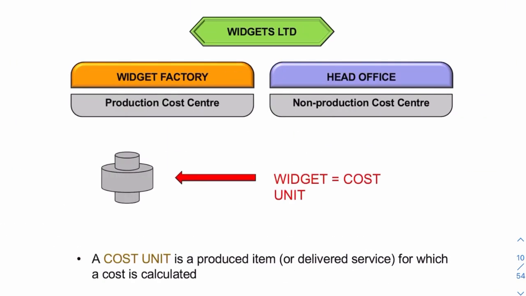So what we're making, our unit of production, we're going to call a cost unit. Okay, so that's our produced item. It could be a delivered service, or it could be an item, it could be a combination. But this is what we're making. This is what we're selling. This is what has value. This is what is bringing in the money. This is what the factory is producing.